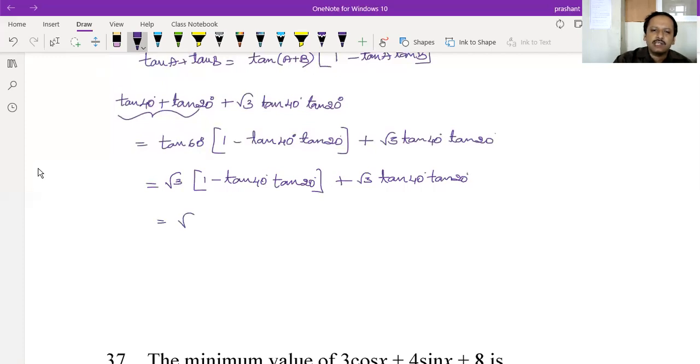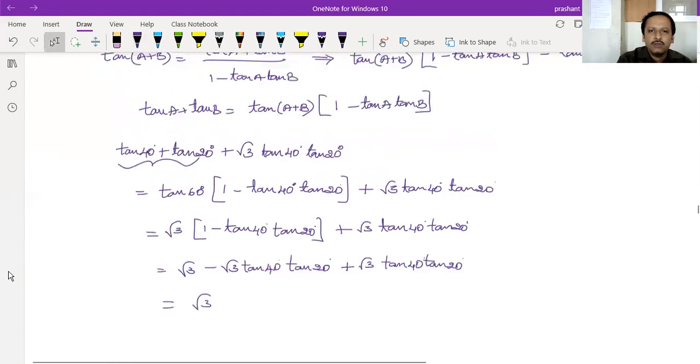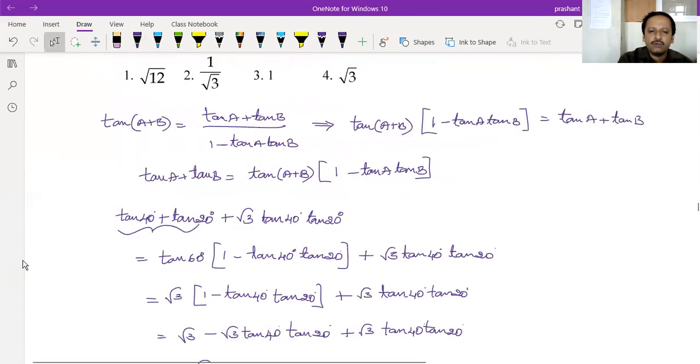Bring this root 3 inside. We get root 3 minus root 3 tan 40 into tan 20 plus root 3 into tan 40 degree into tan 20. So this root 3 tan 40 tan 20, those two get cancelled. Root 3 will remain. That's the answer. Root 3, which is the fourth option.